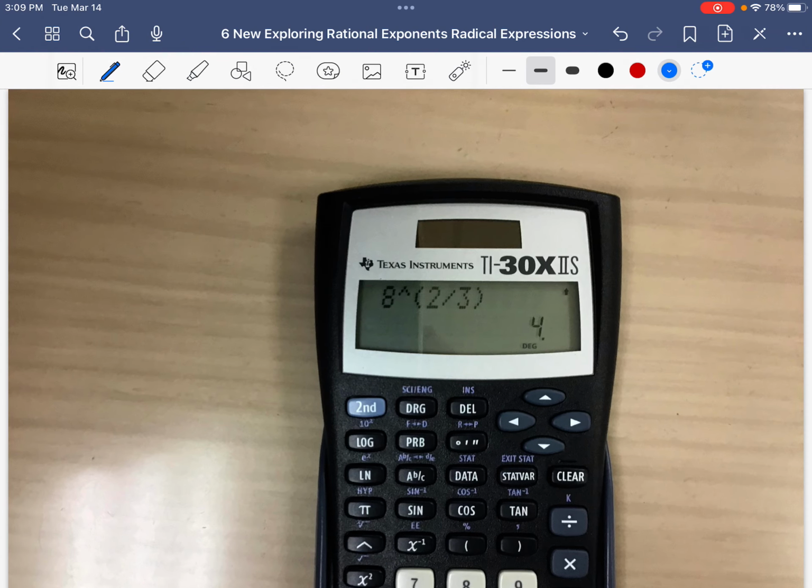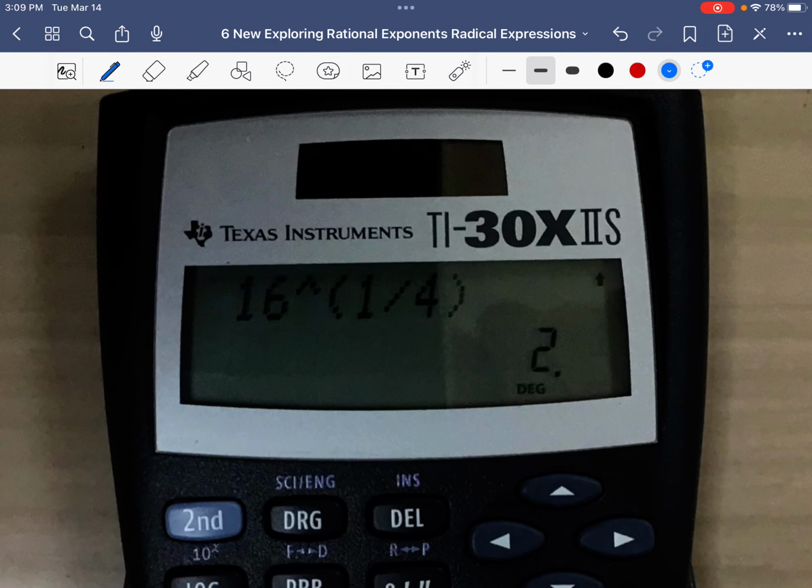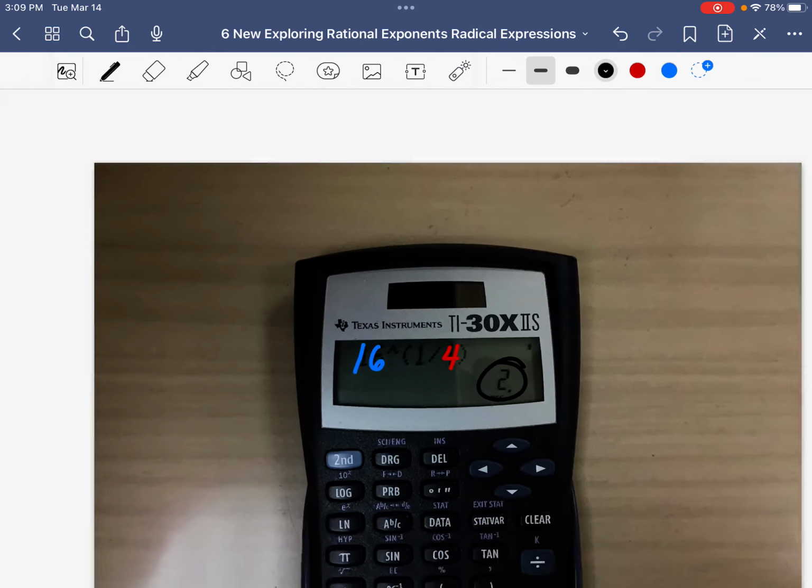Eight to the 2/3 comes out to be 4. And a little bit dark, but 16 to the 1/4 comes out to be 2. I wonder what's going on here. I wonder what this 4 really represents. 16 to the 1/4? I wonder how we're ending up with the number 2 as our final answer here. Well, that's the next part of the lesson.